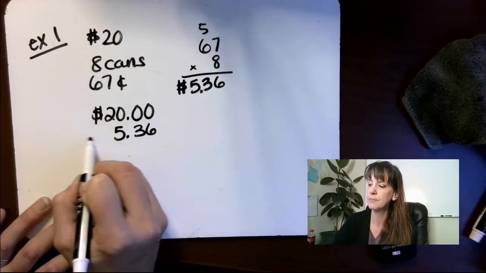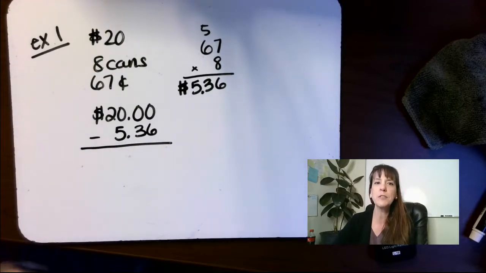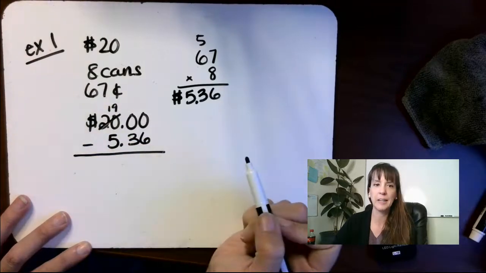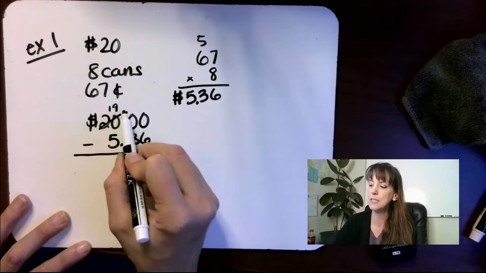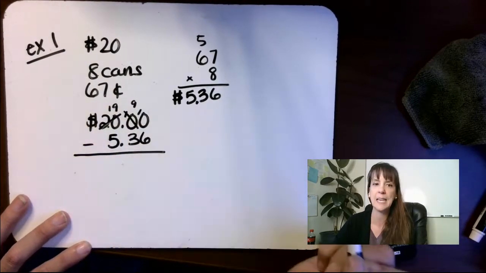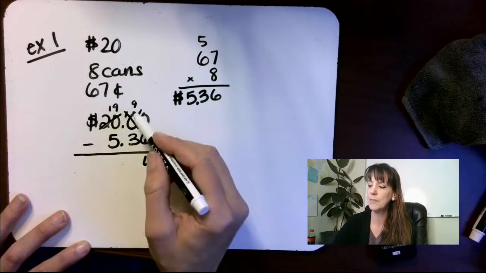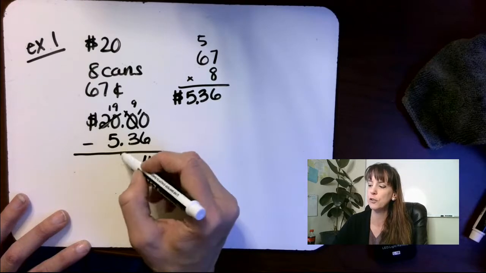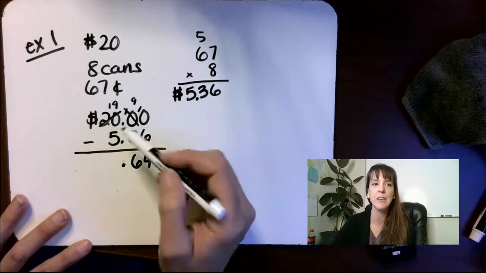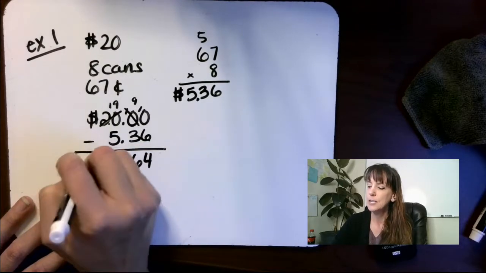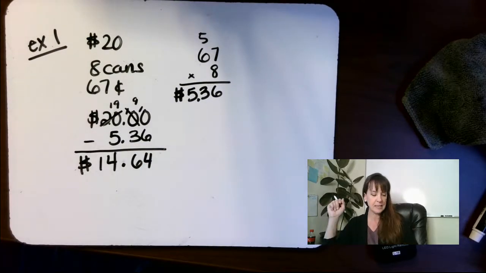So $20 minus $5.36. All right, so what we're gonna do here is 20 becomes 19, right? And that gives this 10. Now I'm in a position to borrow 9 and make this a 10. Okay, so 6 out of 10, that gives us 4. 9 out of 3, that's 6. Make sure your decimal is nice and lined up and brought down. 19 minus 5 will give me 14. So she had $14.64 left at the end of her trip.